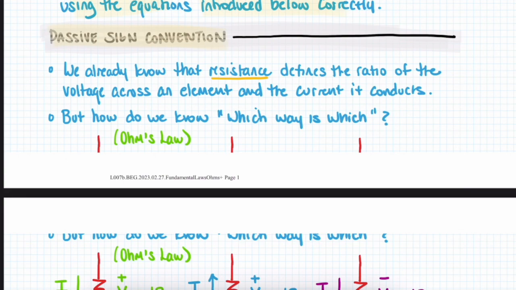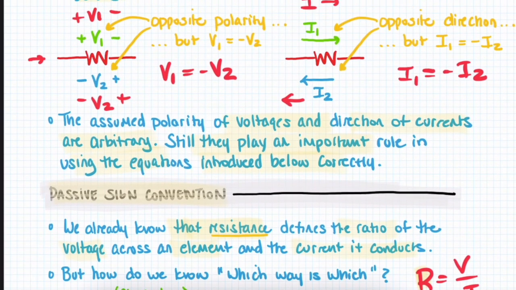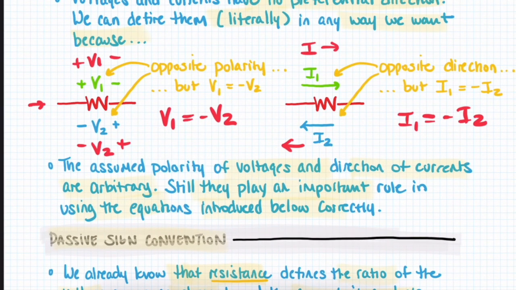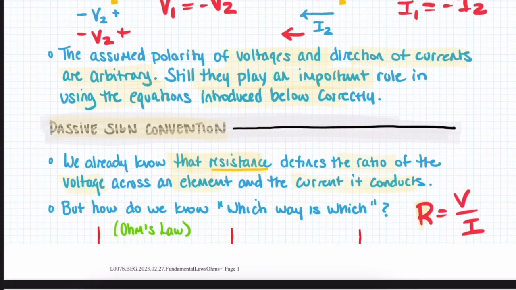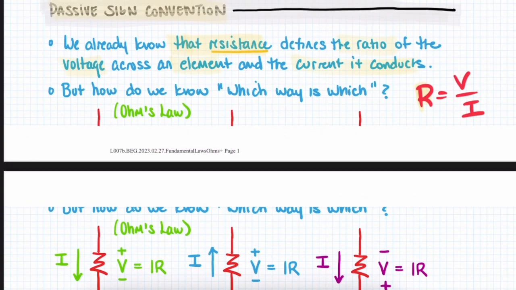It's actually a pretty simple concept. We already know that resistance defines the ratio of the voltage across an element and the current it conducts. We talked about that briefly in the last lecture. We're going to be talking about that more in this one as we dive into Ohm's law. But hopefully you all understand that R equals V over I, the ratio of the voltage across and the current through an element. But going back to our previous section here, how do we know what the polarities and the directions are? The signs are important here. And that's exactly what the passive sign convention addresses.